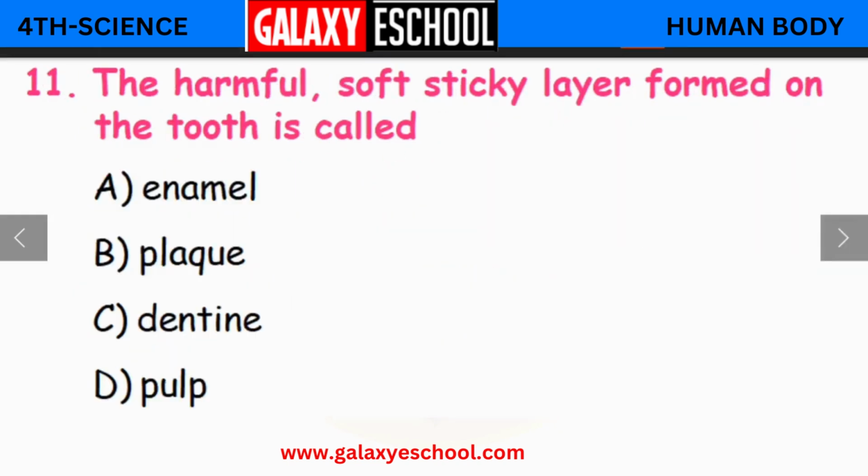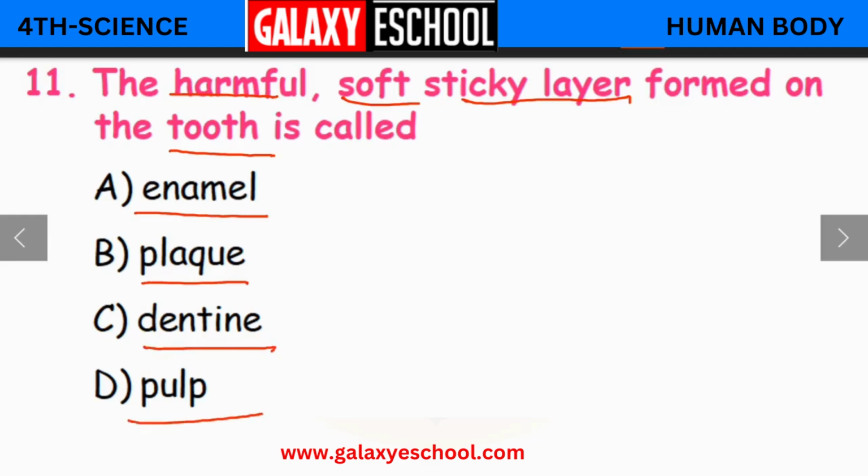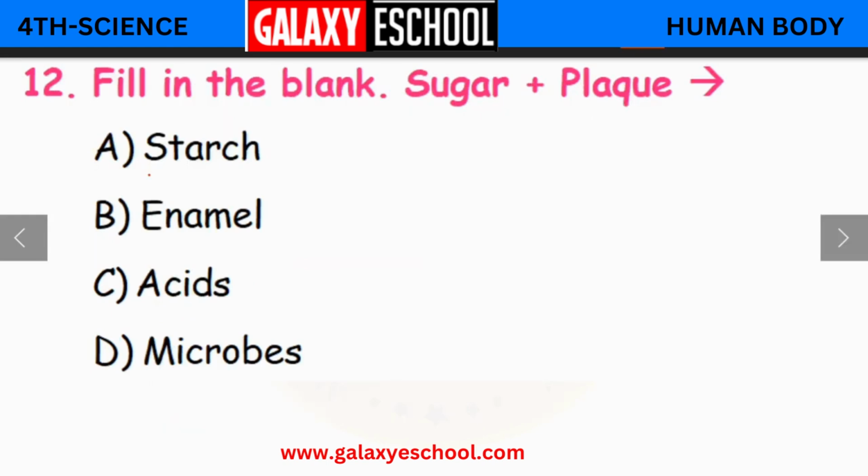The harmful soft sticky layer formed on the tooth is called. The harmful soft sticky layer which is formed on the tooth. What is it called? Is it called enamel, plaque, dentin, or pulp? So it is called plaque. Clear children?